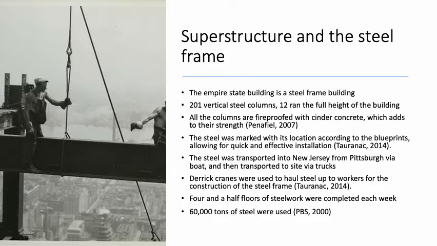The derrick cranes were used to haul the steel up to the construction of the steel frame, which helped to the speed of the construction of the steel frame. As you can see on the left, here are workers putting together the steel frame of the building. The steel was marked with its location according to the blueprints, and that also allowed for the quick and effective installation.